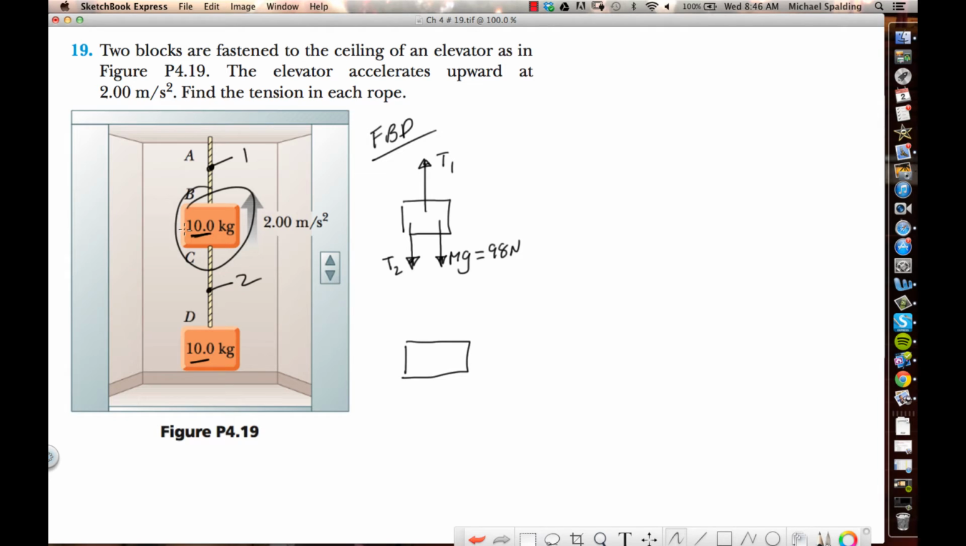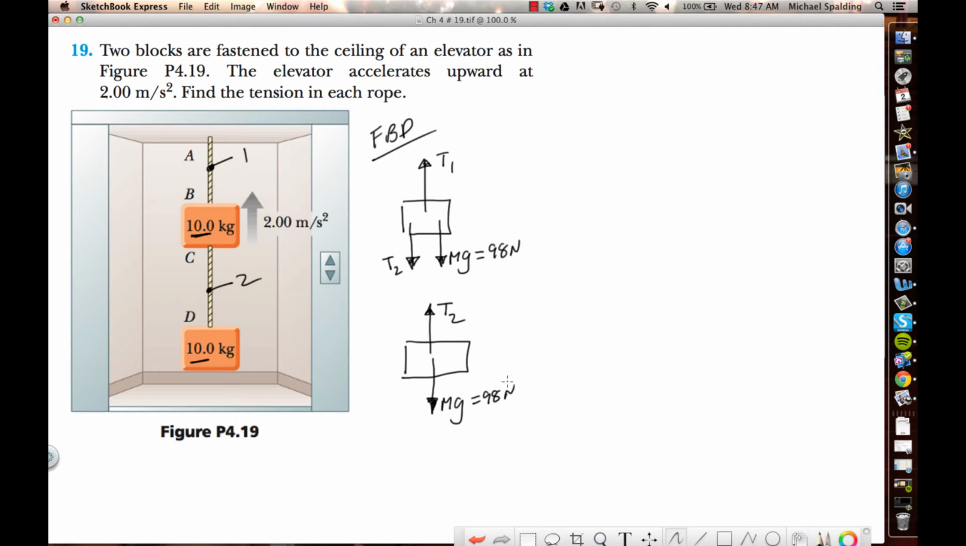Does that make sense? So that's the first step, free body diagram. If you don't get the free body diagram right, there's no way you're going to get the question correct. So you've got to identify all the forces. Okay, lower mass. How many forces are acting on the lower mass? We got 2. So what force is acting up? Tension 2, right? The middle rope is holding up that lower mass. And then what's pulling the lower mass down? Its weight, mg, which is 98. Okay, so these are the free body diagrams.